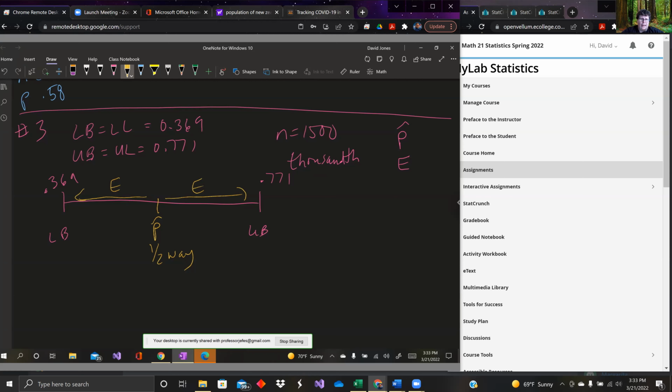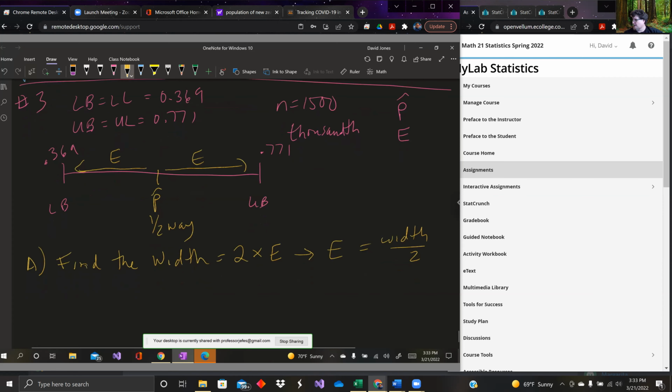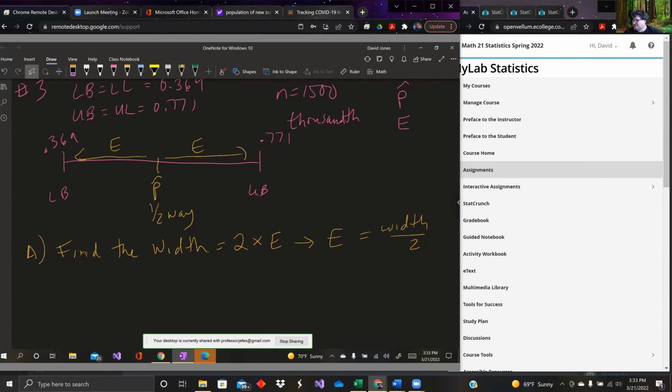Well, one way I think that's more intuitive than the other would be, let's calculate the width. Because we know width is 2 times the margin of error. And that means if we have the width, the error is the width divided by 2. And once I have that error, if I start at the lower bound and add E, I should get to P hat.